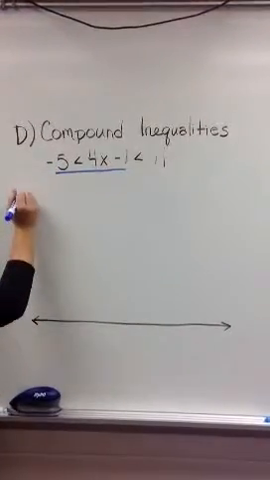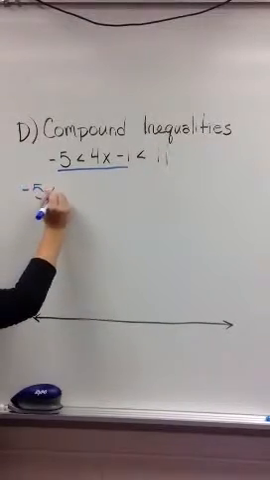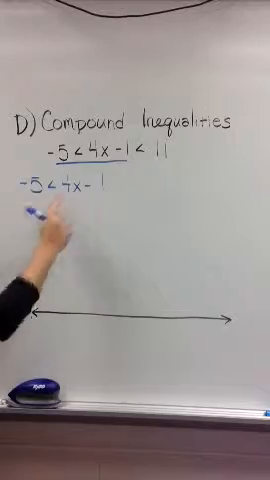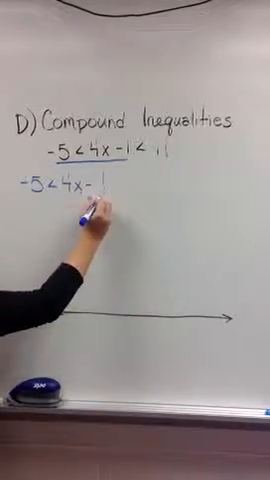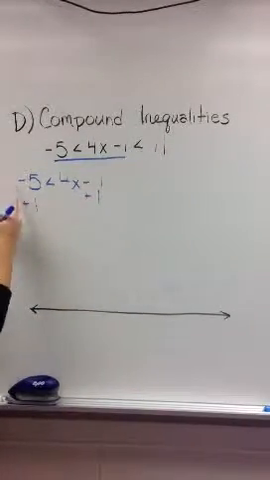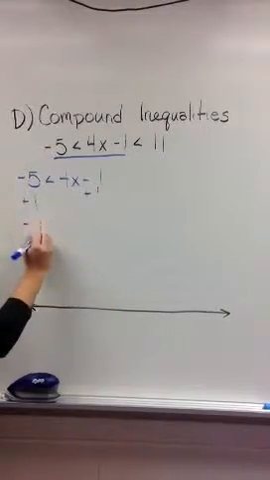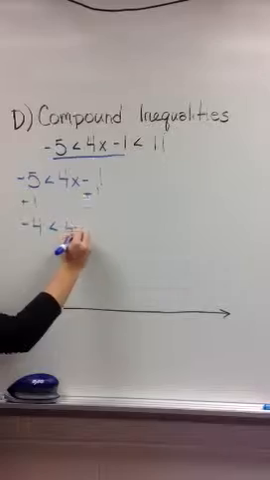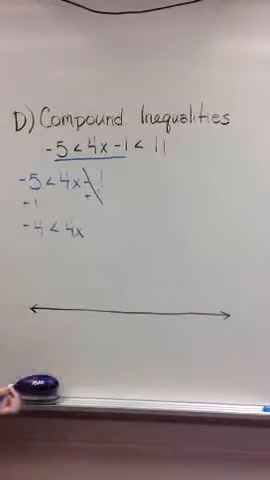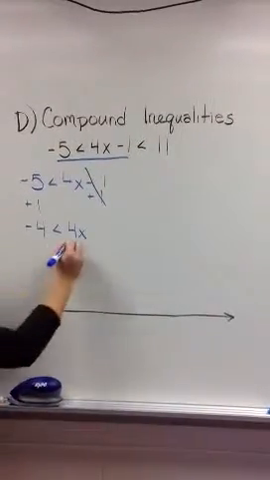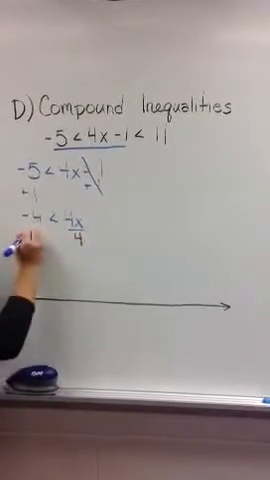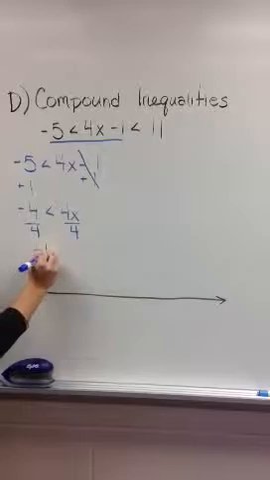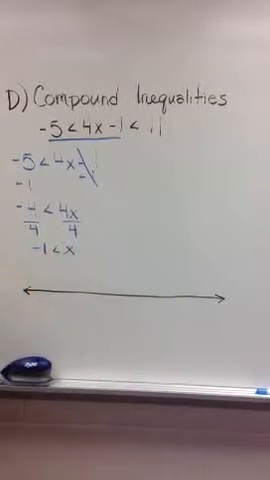So first I'm going to look at -5 is less than 4x minus 1. I need to solve for my variable, so I'm going to add 1 to both sides. -5 plus 1 will give me -4. Bring down my less than and bring down that 4x. -1 and plus 1 are going to cancel out. Now I still need to get x alone, so I'm going to divide both sides by 4. -4 divided by 4 is -1, so -1 is less than x.